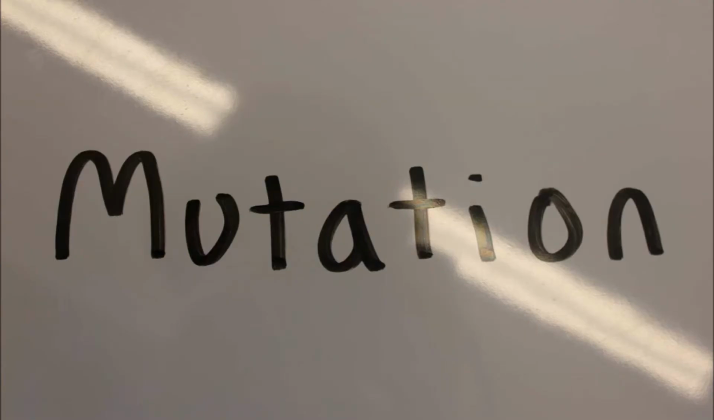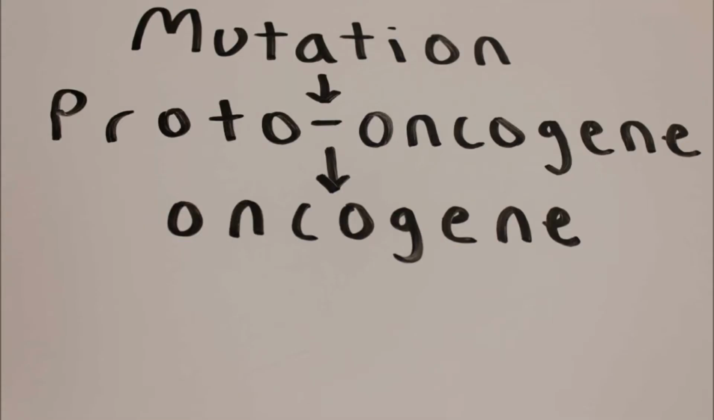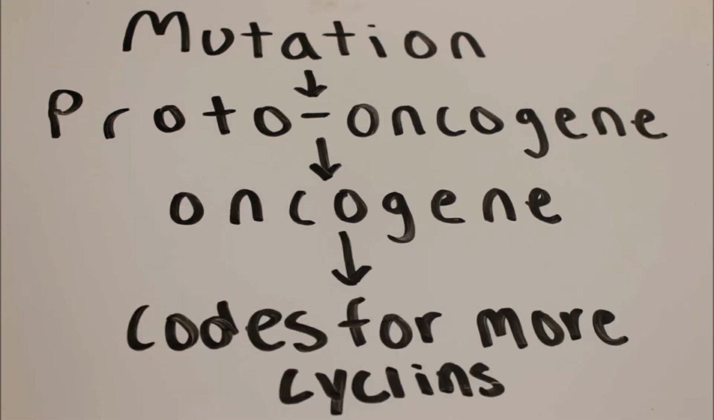Mutations found in mitosis differ greatly from those caused in meiosis. Proto-oncogenes are the normal cellular genes that are responsible for normal cell growth and division. Mutations to proto-oncogenes cause oncogenes. Oncogenes are cancer-causing genes. Dun dun dun! Oncogenes code for more cyclin proteins.